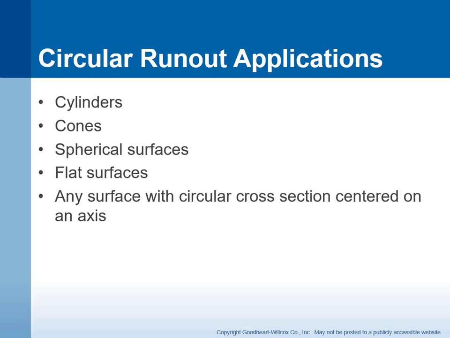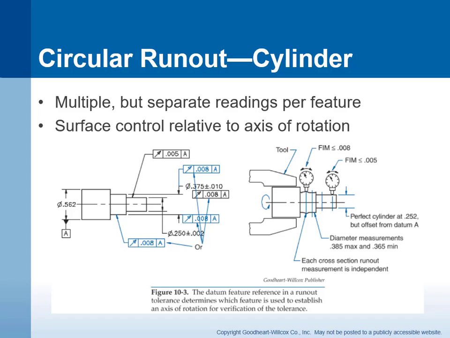Circular runout applications. We can apply circular runout to cones. We can apply it to cylinders. We can apply it to spherical surfaces, flat surfaces, and then any surface with a circular cross-section centered on an axis. So here's how we apply circular runout to a cylinder. Here we have a cylinder with 3 steps. We have a runout tolerance of 5 thousandths to A, being this diameter here, again, regardless of feature size, regardless of material boundary.